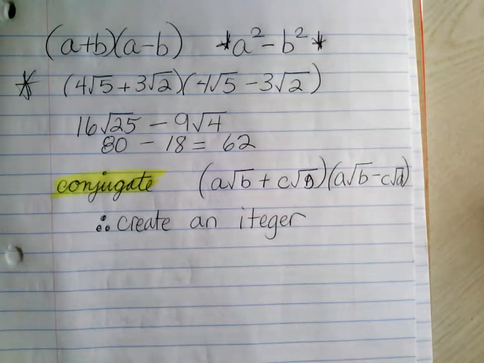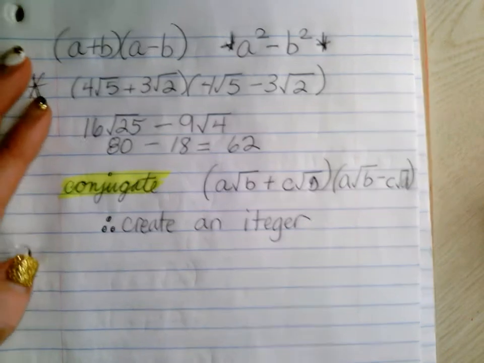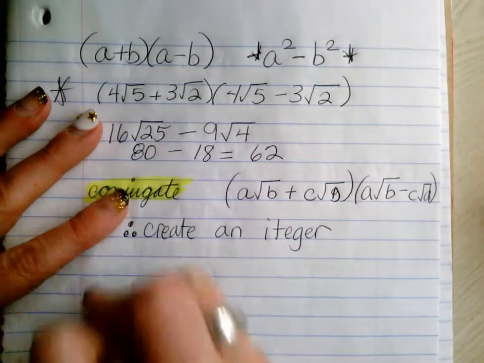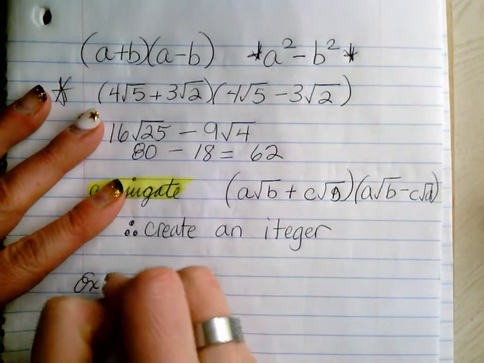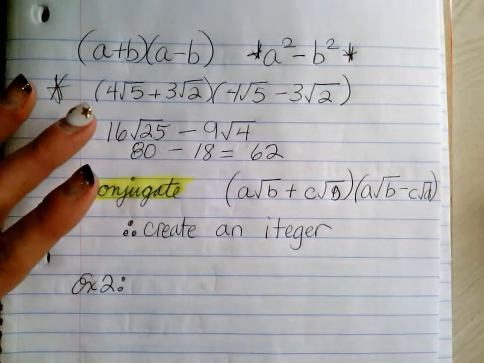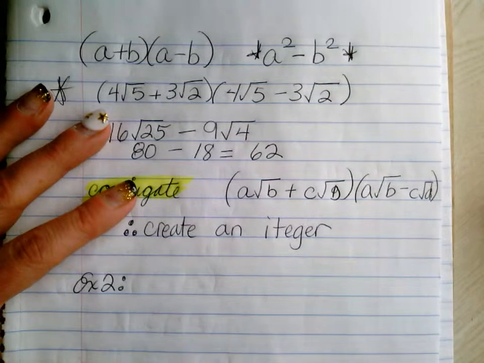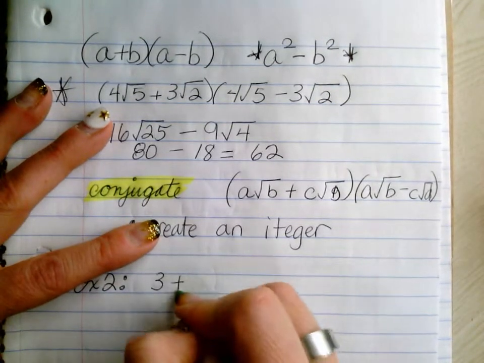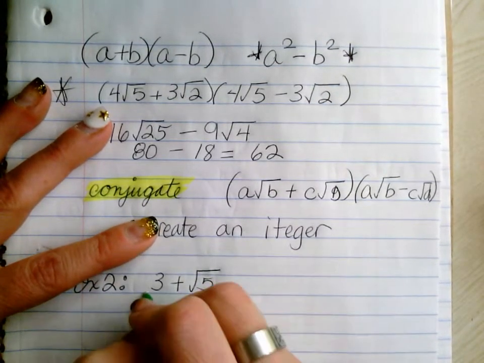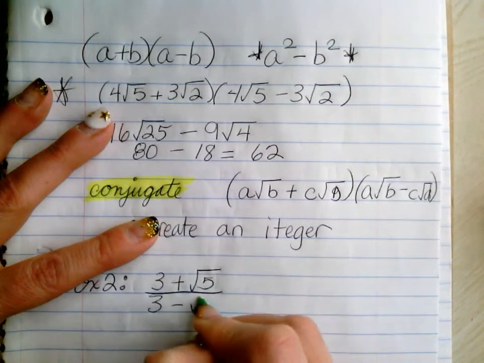Now this is going to come in handy for us as we actually start using all this stuff to help us with new numbers. Example 2. This is the last thing I'm going to show you. I do have a couple of these though real quick. So example 2, 3 plus radical 5 divided by 3 minus radical 5.